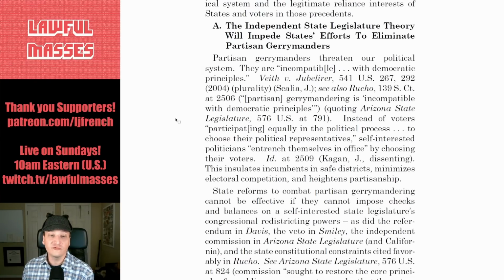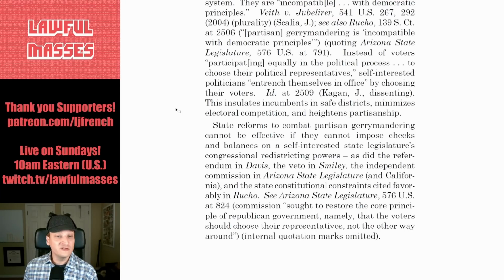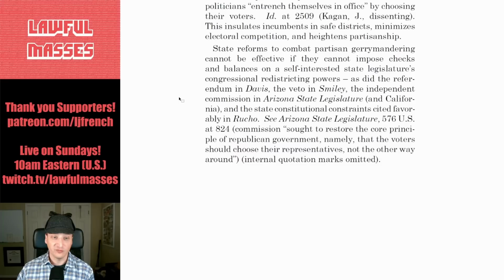Partisan gerrymanders threaten our political system. They are incompatible with democratic principles. Instead of voters participating equally in the political process to choose their political representatives, self-interested politicians entrench themselves in office by choosing their voters. This insulates incumbents in safe districts, minimizing electoral competition, and heightens partisanship.